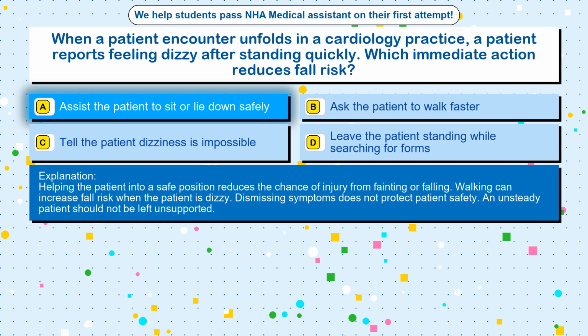Helping the patient into a safe position reduces the chance of injury from fainting or falling. Walking can increase fall risk when the patient is dizzy. Dismissing symptoms does not protect patient safety. An unsteady patient should not be left unsupported.